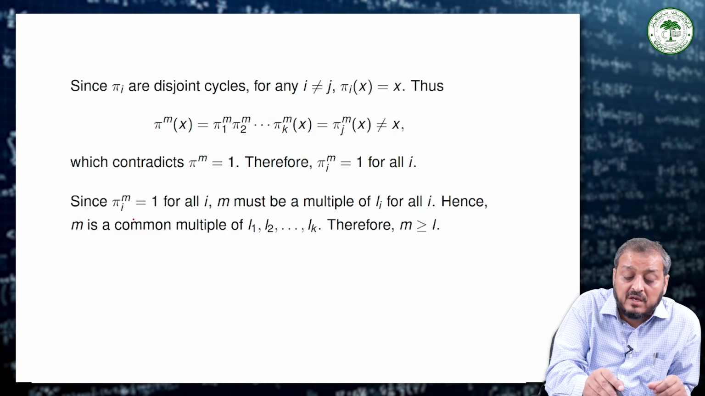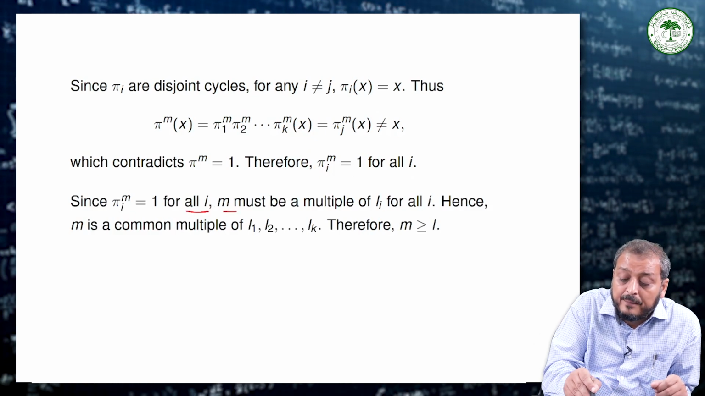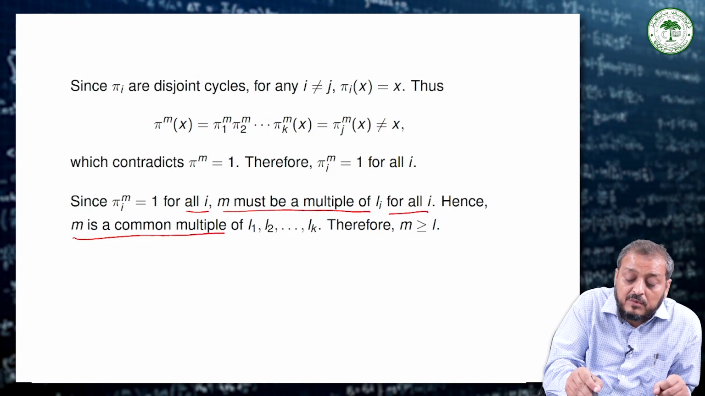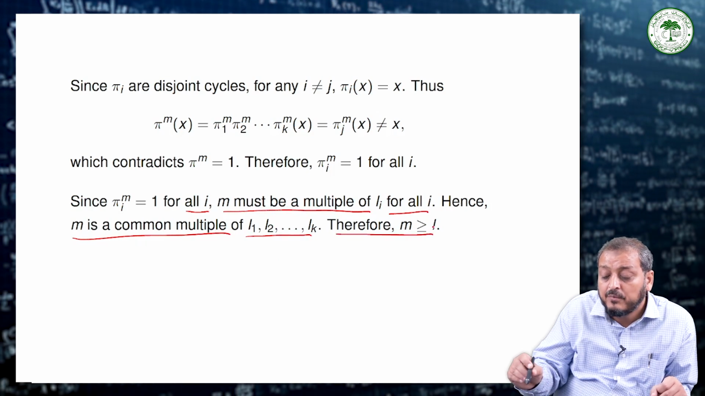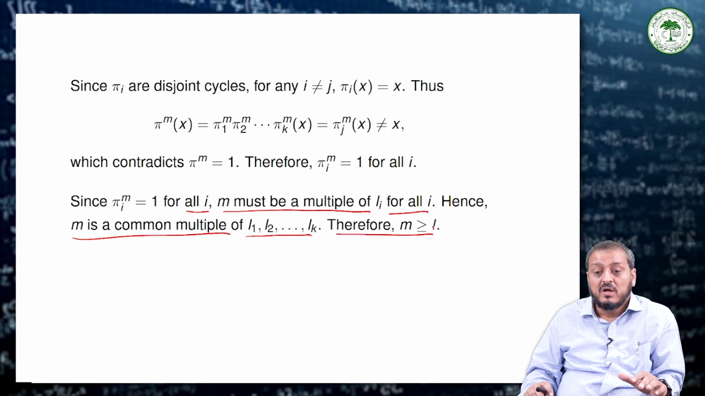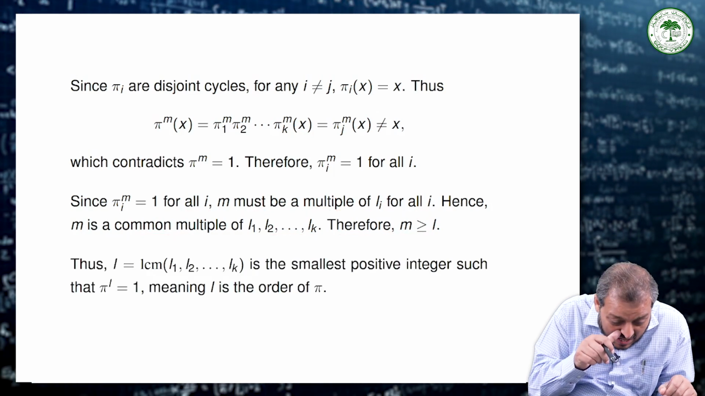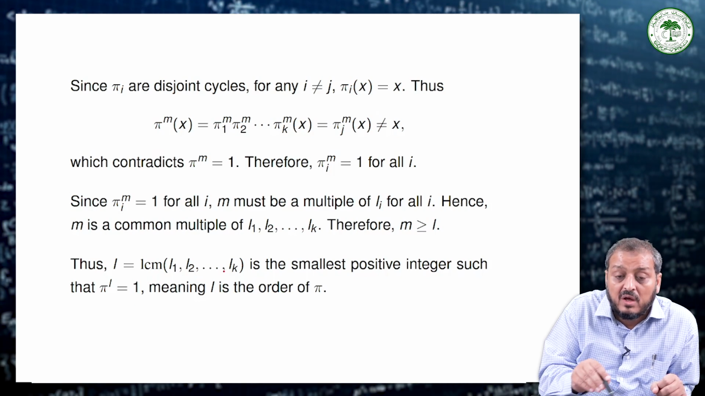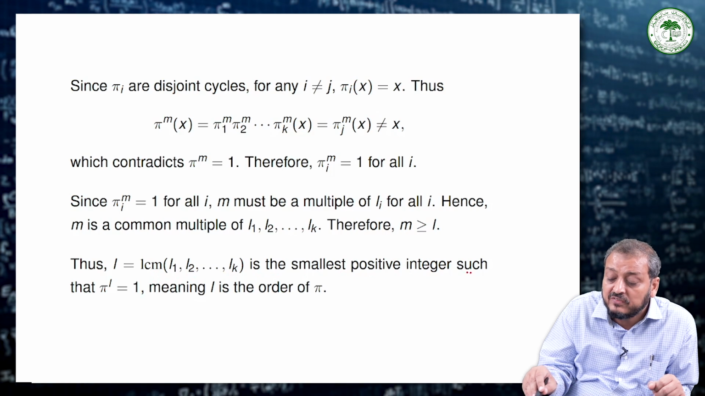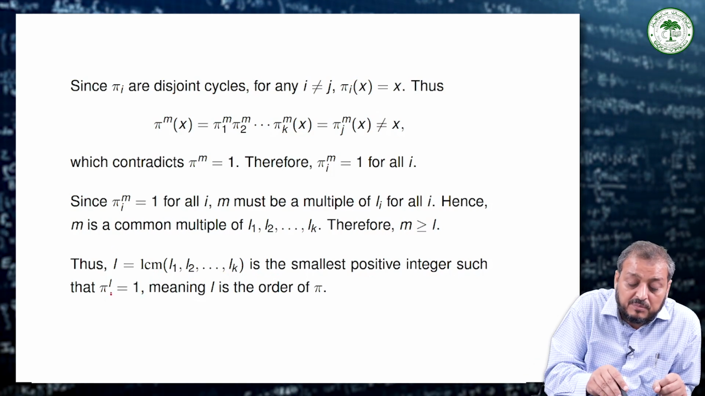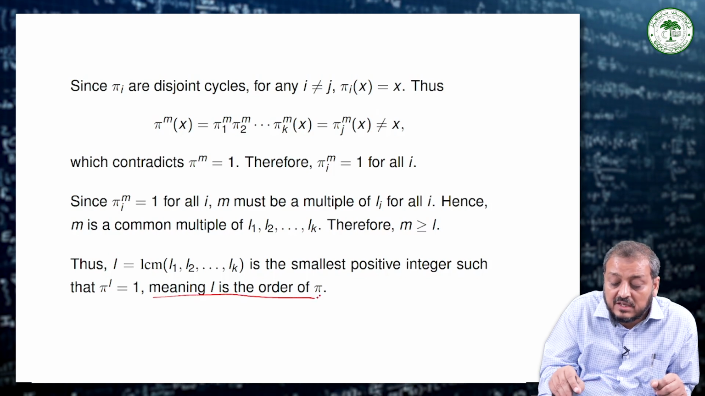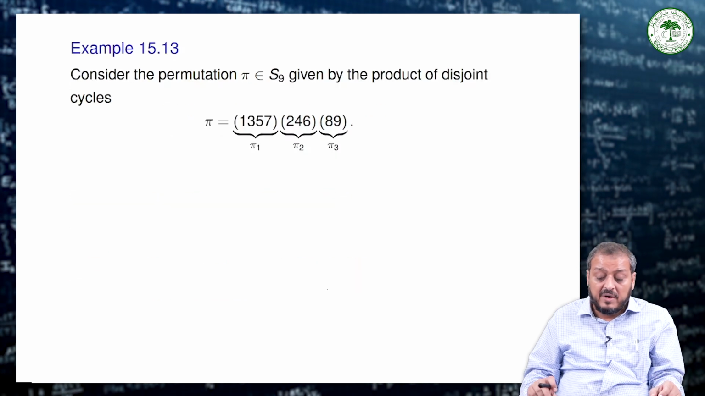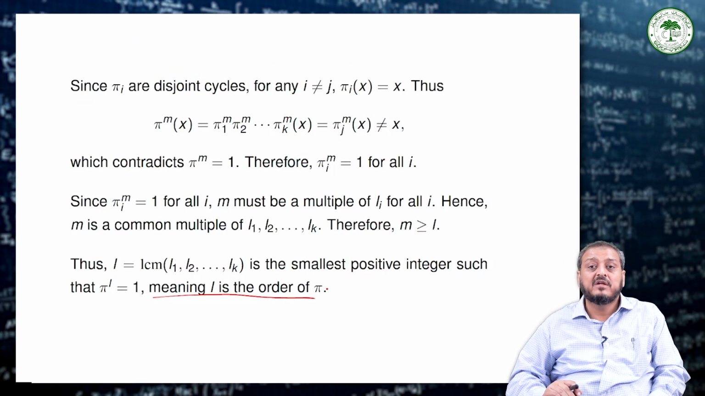So, since pi_i to the power m is the identity for all i, m must be a multiple of L_i for all i. Hence m is a common multiple of L_1, L_2, ..., L_k. Therefore, m should be greater than or equal to L. So, this L, the LCM of L_1, L_2, ..., L_k, is the smallest positive integer such that pi to the power L is equal to 1, meaning that L is the order of pi, and this completes the proof.